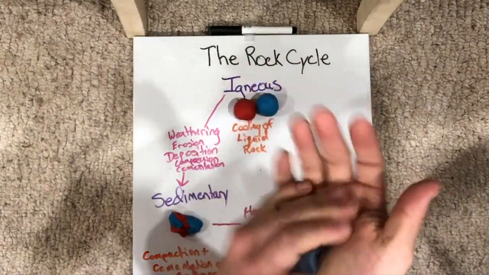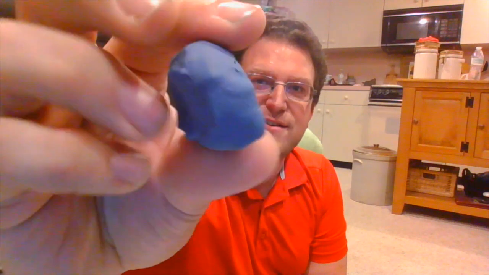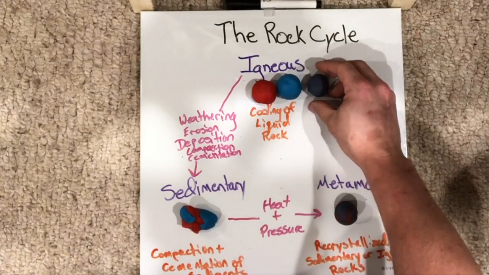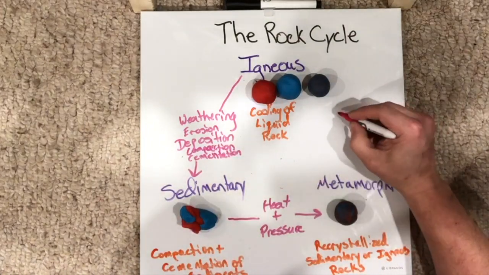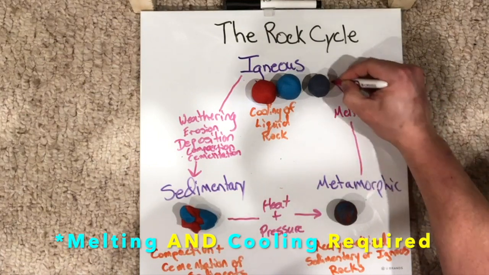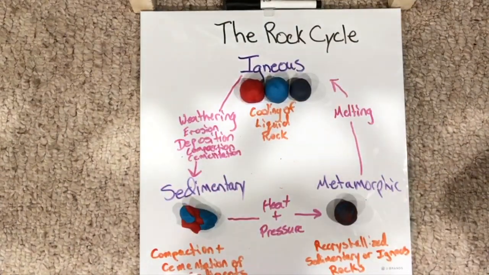melt that sucker down so this way it looks just like lava. All of a sudden, the crystals are now gone. You now have a much softer igneous rock. We'll add this back. And look at that, ladies and gentlemen. Because we have melting, we now have turned our metamorphic rock back into an igneous rock.